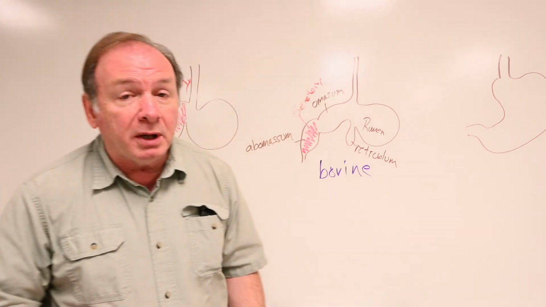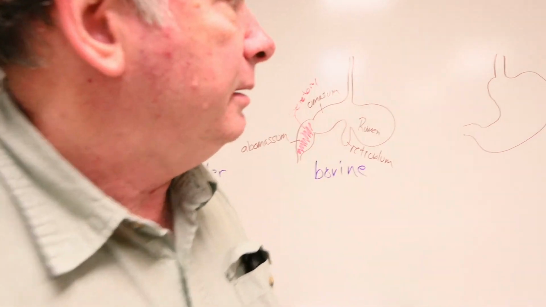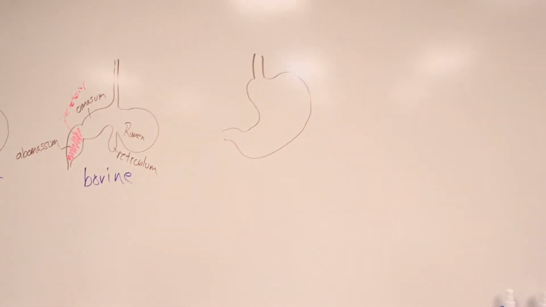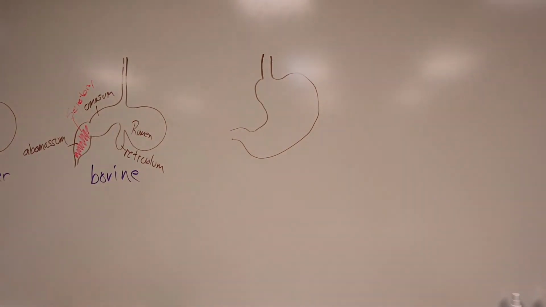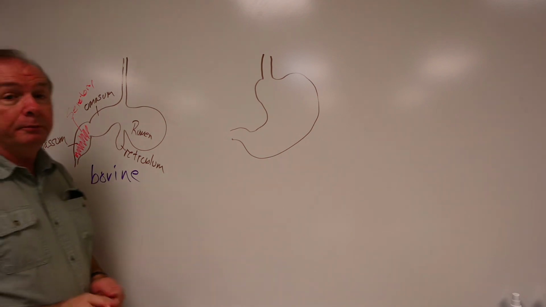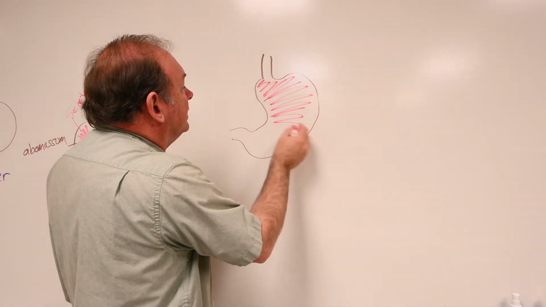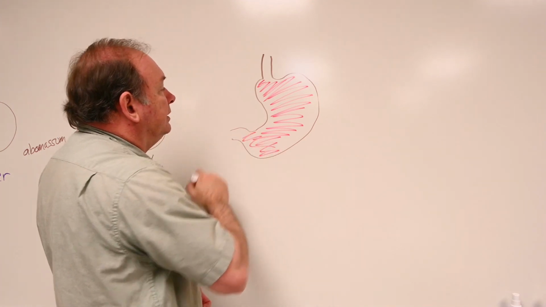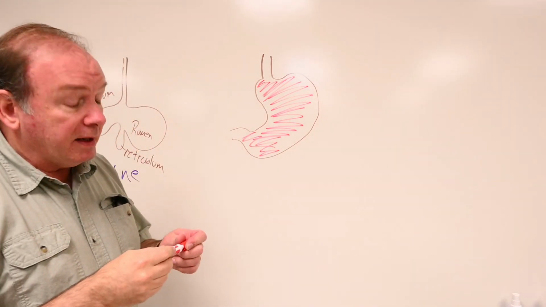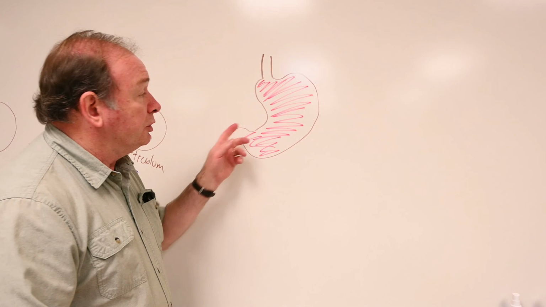Finally, the human stomach is completely secretory. The entire wall of the stomach has secretory function from top to bottom. So all of this is a secretory portion. We do not have a non-secretory portion to our stomach.